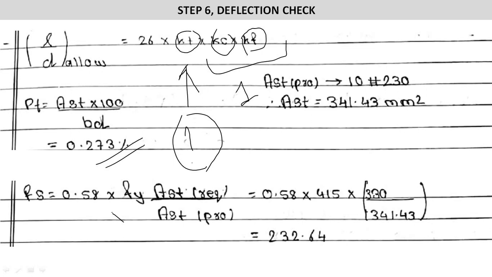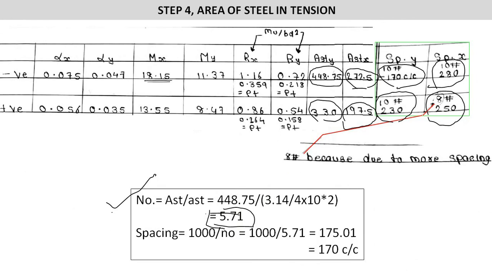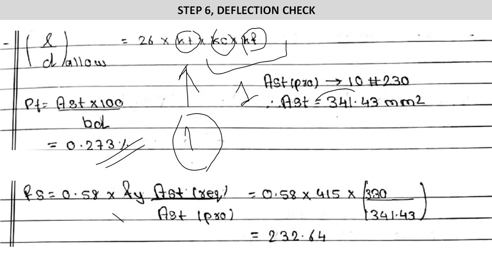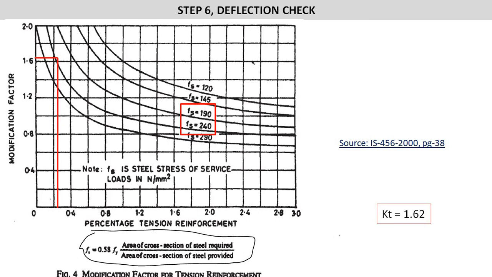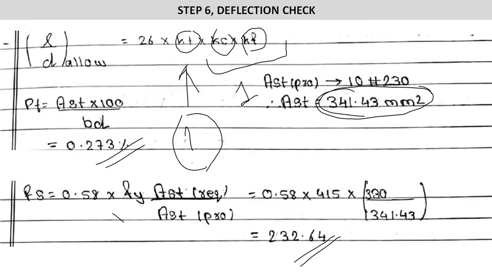Fs is equal to 0.58 into Fy into AST required upon AST provided. So 0.58 into 415 into AST required. Our AST required is 330 over here, and what we have provided is 341.43. So the value of Fs we have got is 232.64. Moving on to graph number 4, our value of Fs is 232.64.